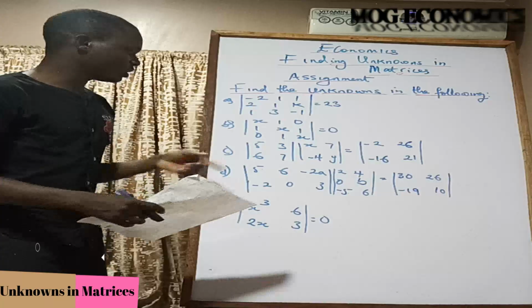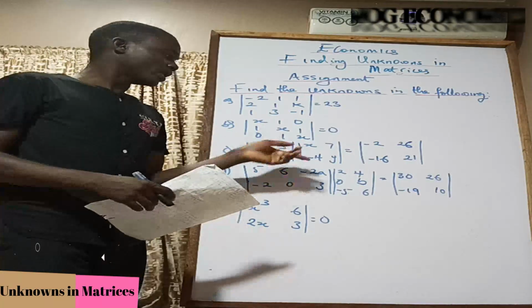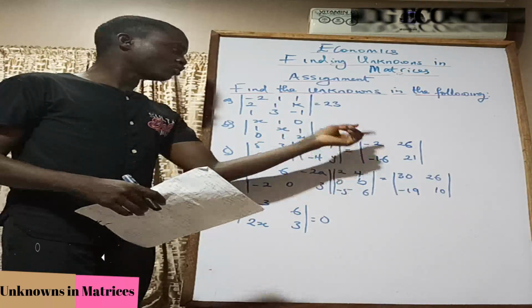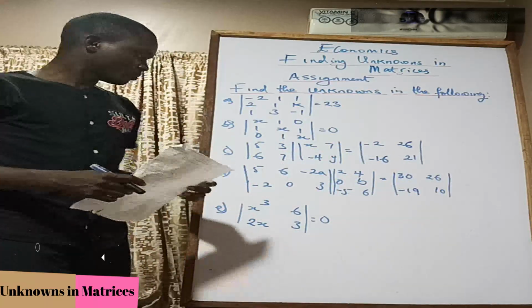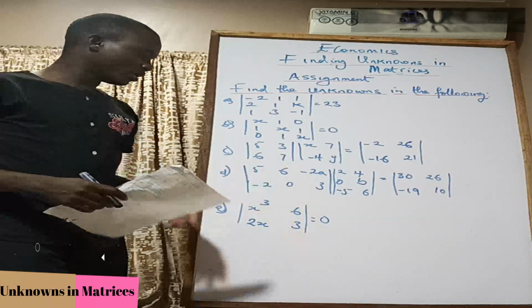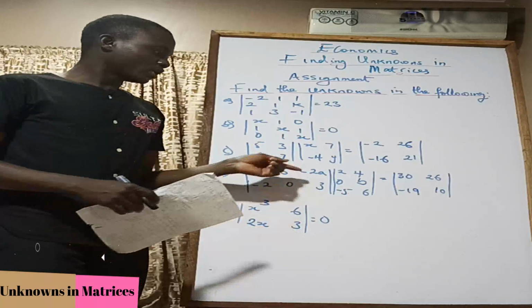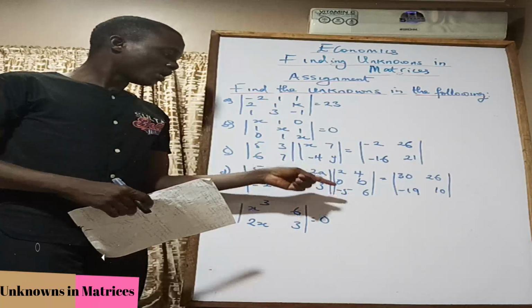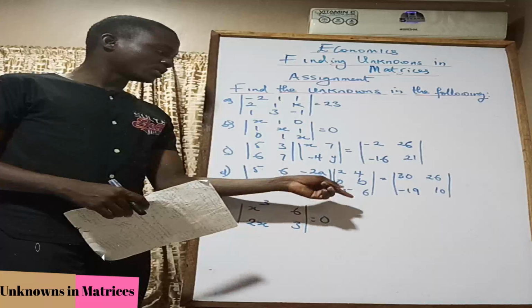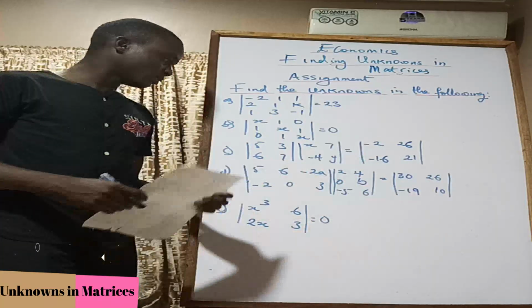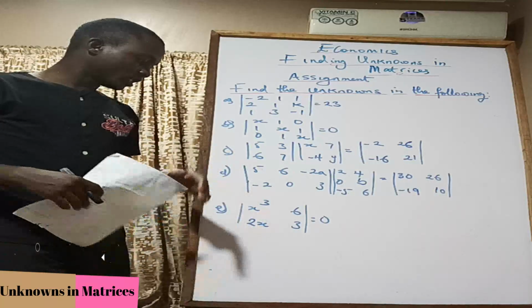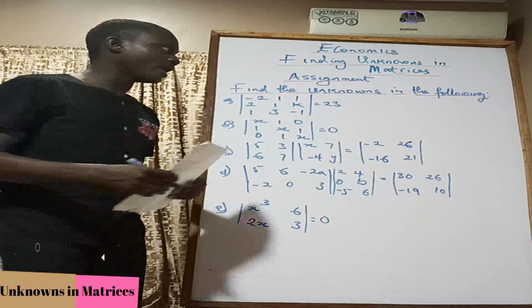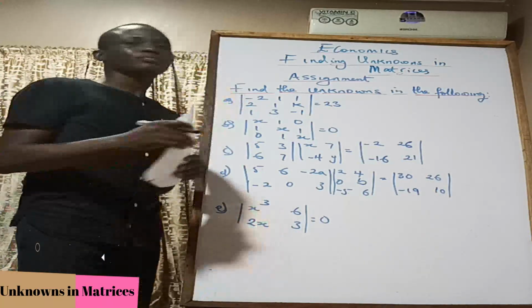Then C, 5 6 3 7 x 7 minus 4 y equals minus 2 26 minus 16 21. Find x and y obviously. Then here 5 6 minus 2a minus 203. Then 240b. This is b minus 5 and 6 equals 30 26 19 and minus 19 and 10. Find a and b. Then x cubed 6 2x 3 equals 0. Find x. All right, so yeah, that's that.